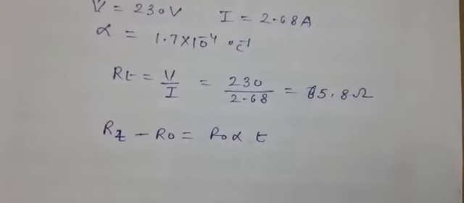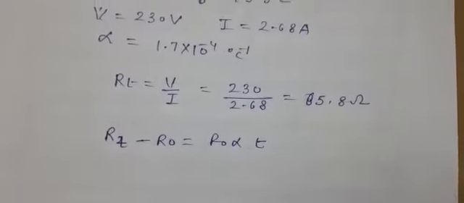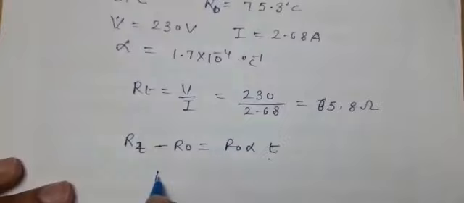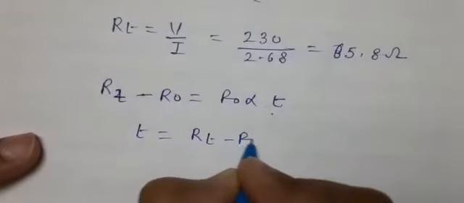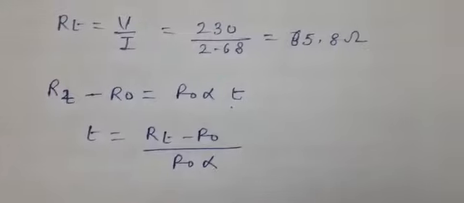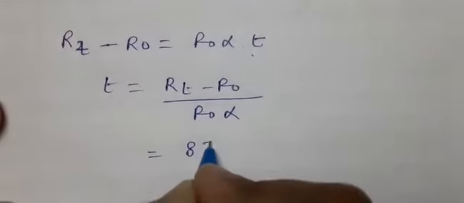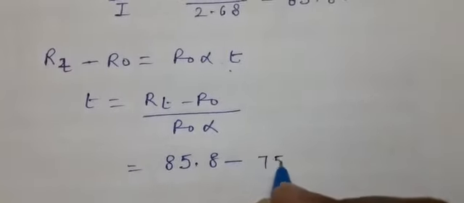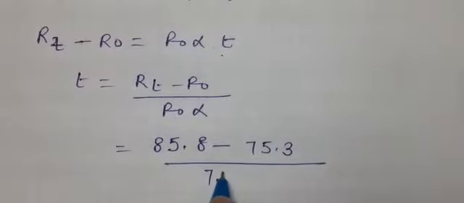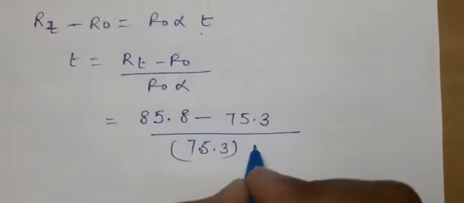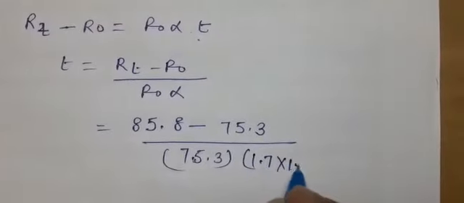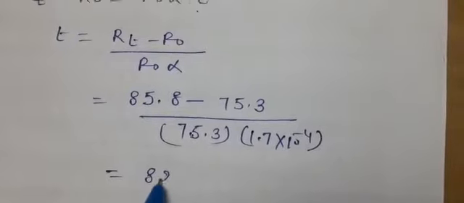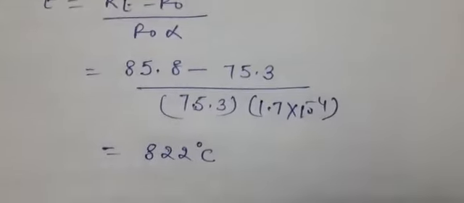What will be the difference of temperature here? Now what you have to find here is the steady temperature of the nichrome wire. You have to calculate this temperature. So T is equal to RT minus R0 upon R0 into alpha. RT is 85.8 minus the initial resistance 75.3, upon the initial resistance 75.3, along with alpha, which is 1.7 into 10 raised to the power minus 4. On substituting all these values, this comes out to be 822 degrees Celsius.